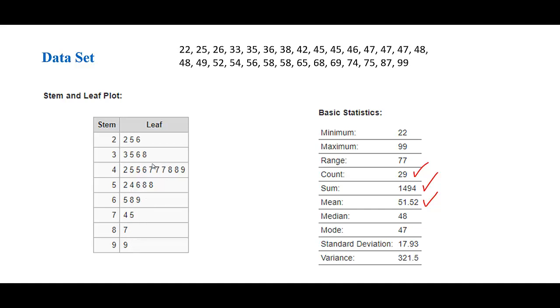You can observe the rest of the leaf area as well. This 7 over here, in this row, appeared 3 times, the most of any. And this 7 unit place belongs to the tens place 4. So this is basically 47. So 47 appeared most of the time in the data. It appeared 3 times, and there is no such number which appeared 3 times or more than 3 times. So 47 is the mode.